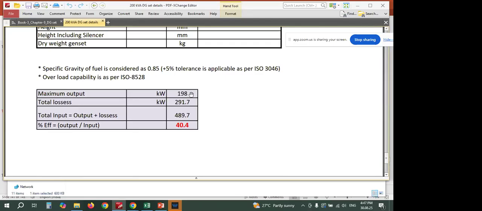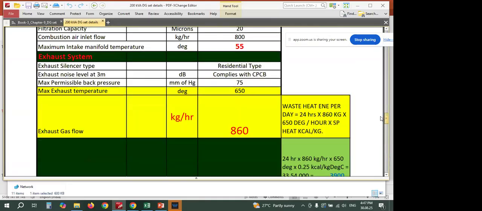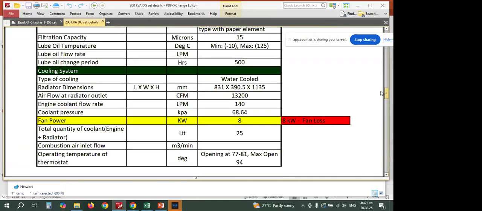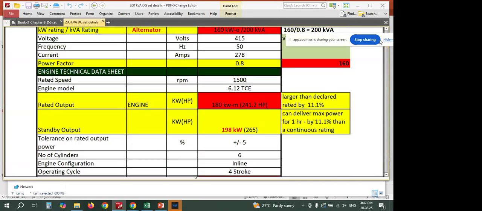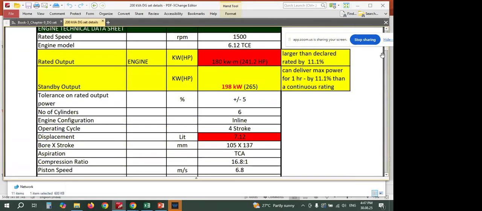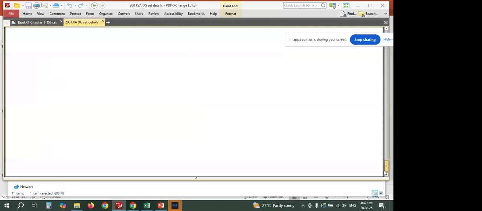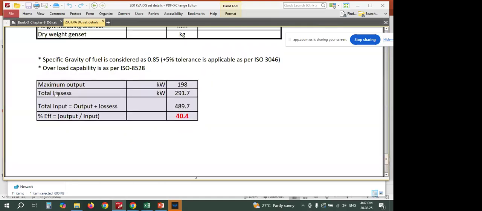Maximum output, it is 198 that we have seen. This is 198 kilowatt given by the manufacturer itself. This is the standby output, means it can run up to this. Then the losses, total losses, they have mentioned 291 kilowatt. This is as per the data itself.